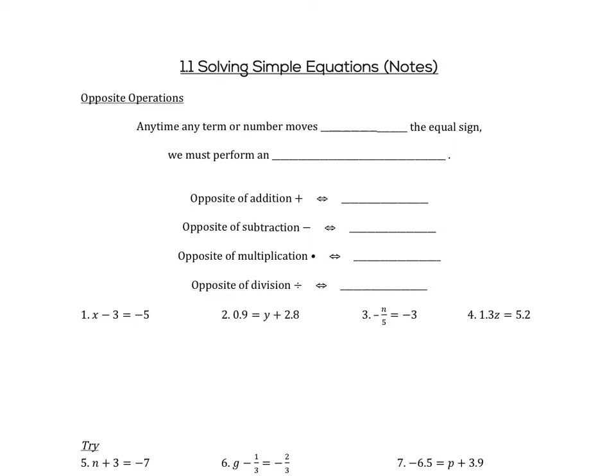All right, so first thing we're going to look at here is solving simple equations. So we'll just start off with some basic information. Anytime any term or number moves across the equal sign, we have to perform an opposite operation. What I like to tell my students is anytime you have things on opposite sides of the equal sign that you're trying to move together, that's when we know we're doing our opposite operation.